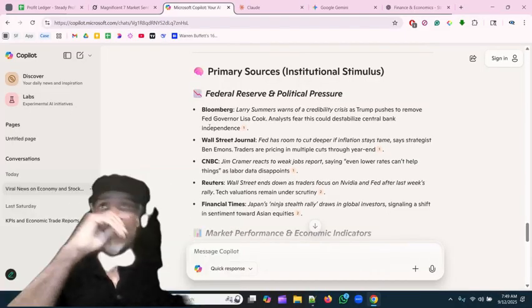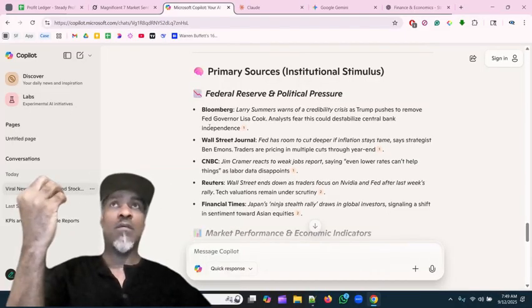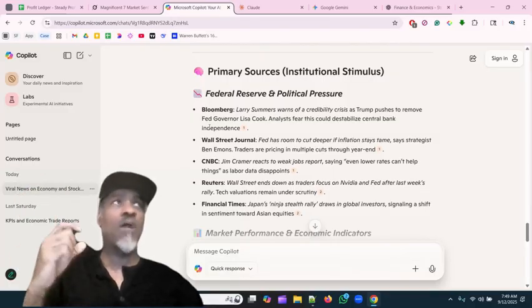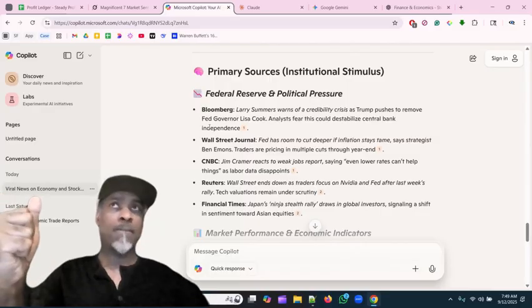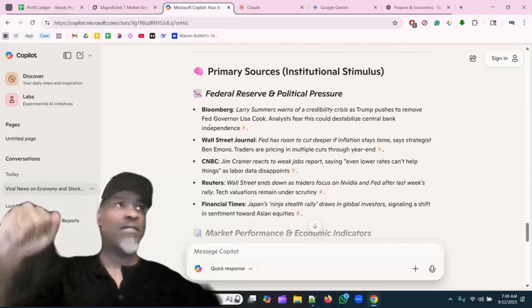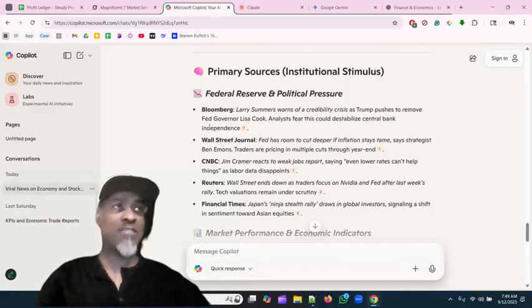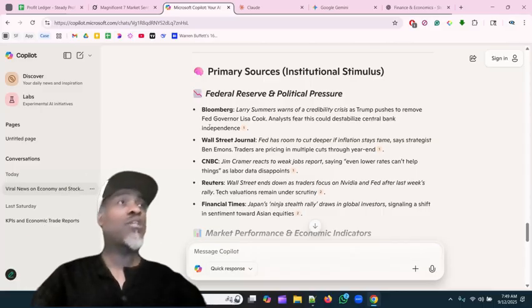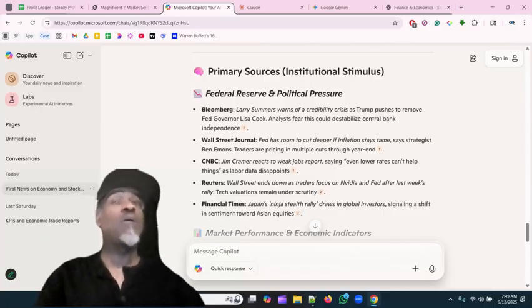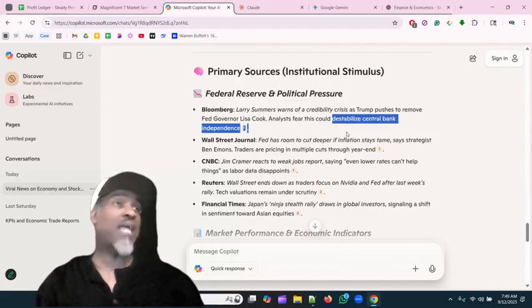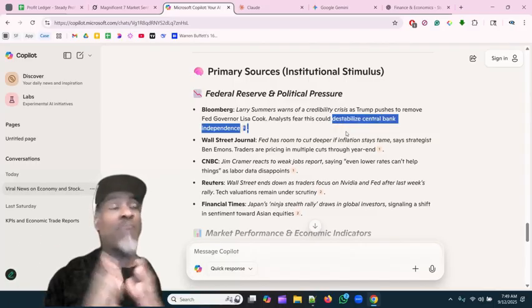This is on one of those levels where sometimes you don't realize the implications of the things you're doing, because Trump is so focused on taking control of that central bank mechanism that he doesn't know or doesn't care about the fallout that's coming. Like they're literally telling you that it might destabilize the central bank independence.